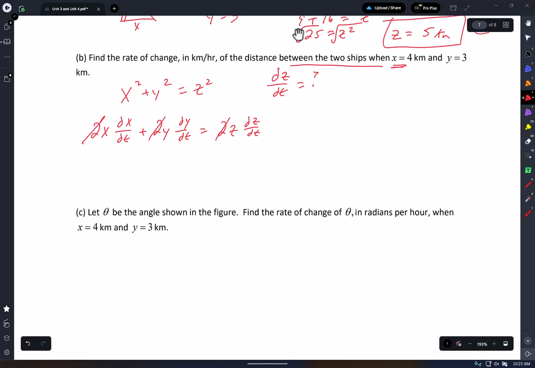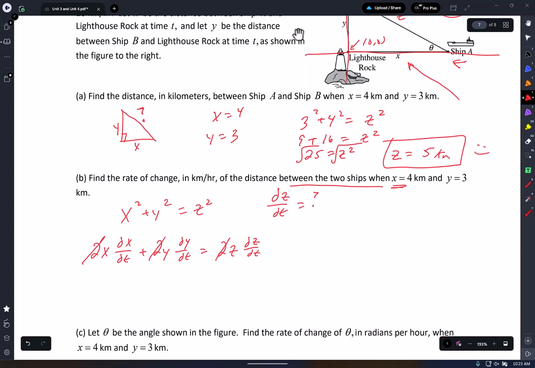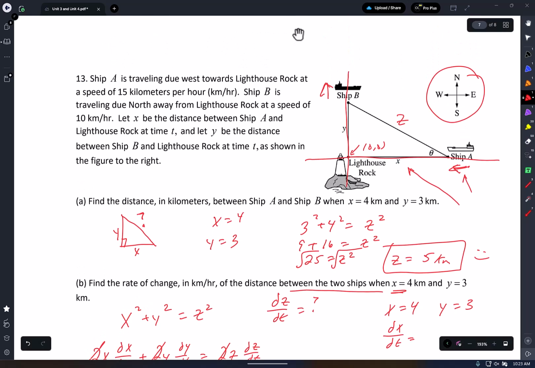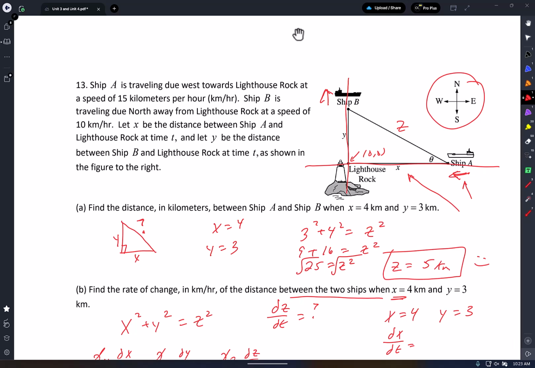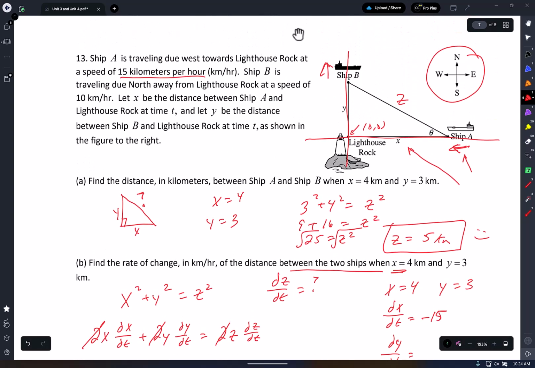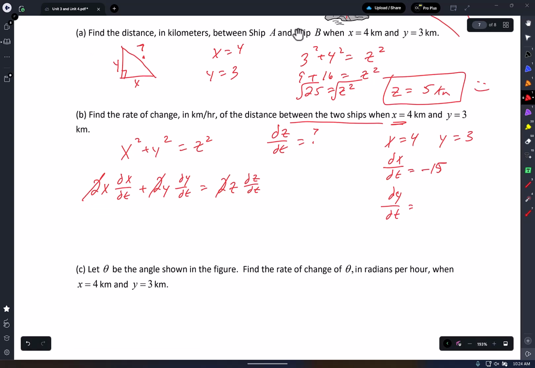And I like to just plug in. So remember that x is 4, y is 3. These are all kilometers. The dx/dt is the ship here, and it's going towards the lighthouse, so it's going to be a negative. Let's see what it was. Ship A is traveling due west towards the lighthouse at a speed of 15 kilometers per hour. So that is a negative 15 kilometers per hour. A lot of you got it wrong because you didn't put a negative there. It's traveling towards the left, guys. dy/dt, that one's going north, so that's going to be a positive. And dy/dt is going 10 kilometers an hour.